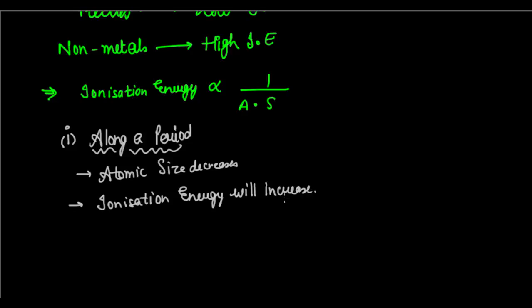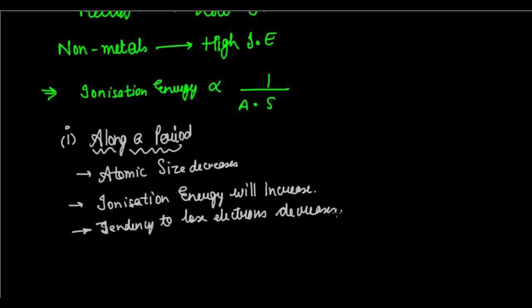Now since ionization energy will increase, what happens? The tendency to lose electrons decreases. Why is that so? Well, if you have a high ionization energy, a lot of energy will be required in removing an electron, and hence it will become difficult for an atom to lose electrons. So an increase in ionization energy will mean that the tendency to lose electrons will decrease.